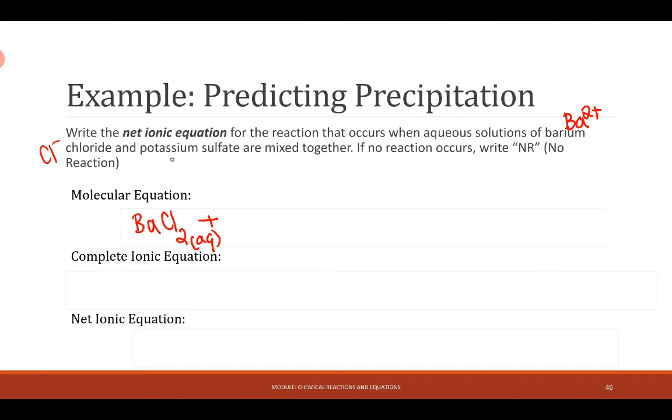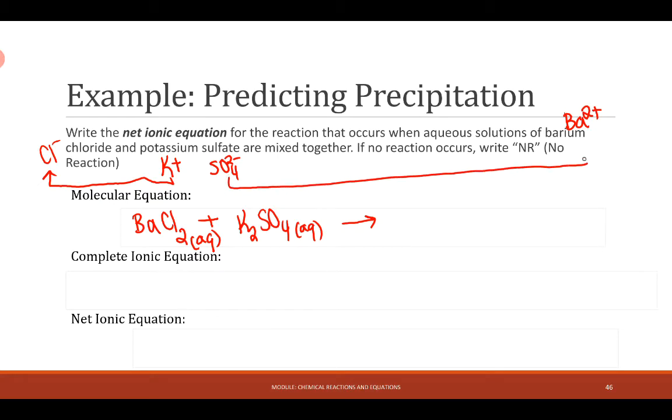Then I have potassium and sulfate. Potassium is in group 1, so its common ion charge is 1+, and sulfate is 2-. So a neutral ionic compound between these two would include 2 potassiums for every 1 sulfate. And then I wouldn't need the charge on the sulfate anymore, now that it's neutral. Now I know based on my double displacement reaction pattern, if I write this all out, my potassium will now bond with my chlorine, and my sulfate will bond with my barium.